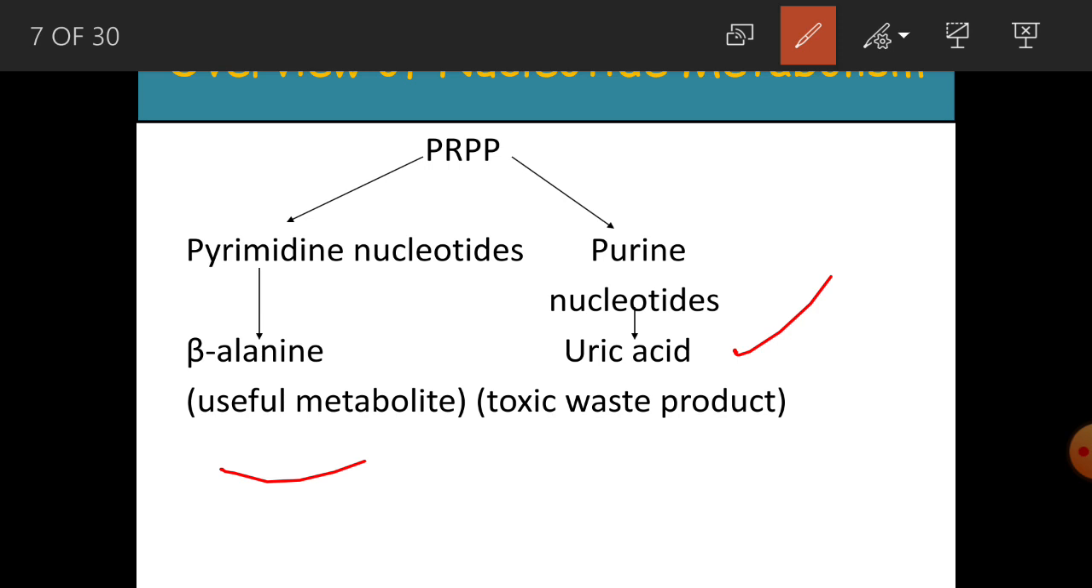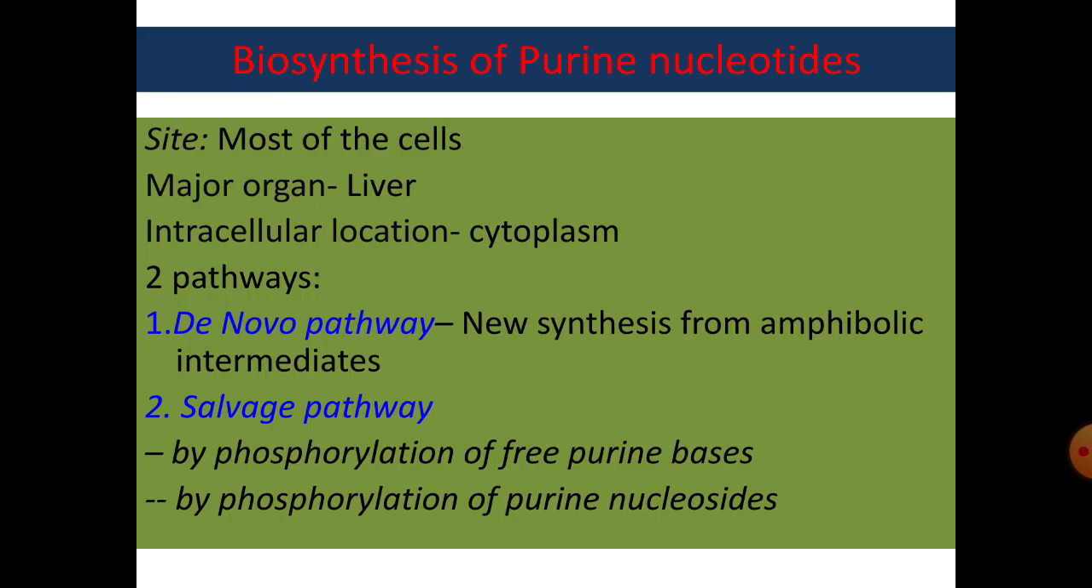So, the beginning product is PRPP, and pyrimidine and purine nucleotides are both synthesized from that. Pyrimidine nucleotides catabolize to beta alanine and some useful metabolites which are reutilized. Purine nucleotides give rise to uric acid. Remember this. Next we will proceed to the biosynthesis of purine nucleotides, which is today's lecture.